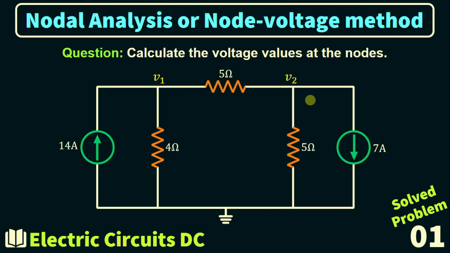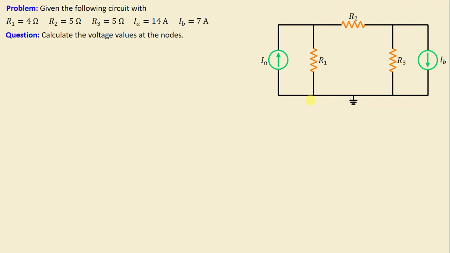In this video, I will demonstrate how to effectively solve a problem using the nodal analysis method, and I will guide you through the step-by-step process, ensuring a clear understanding of each stage. Let's consider this network consisting of 3 resistors labeled R1 through R3, as well as 2 independent current sources IA and IB. The question now is to calculate the voltage values at the nodes. Let's move on to the solution.